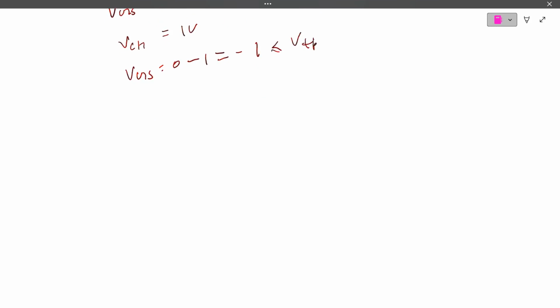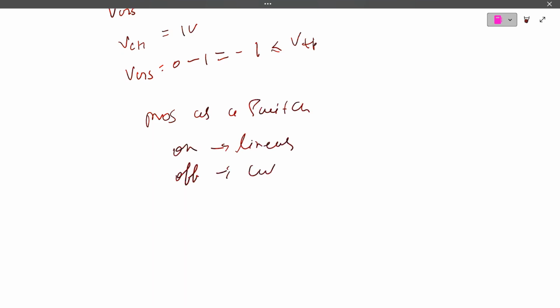I'm just explaining that if you want to use the MOS device as a switch, it will work in the linear region when it is on. So, MOS as a switch: in the on condition it is in the linear region, and in the off condition it is in the cutoff region, right? MOS, you all know, metal oxide semiconductor.